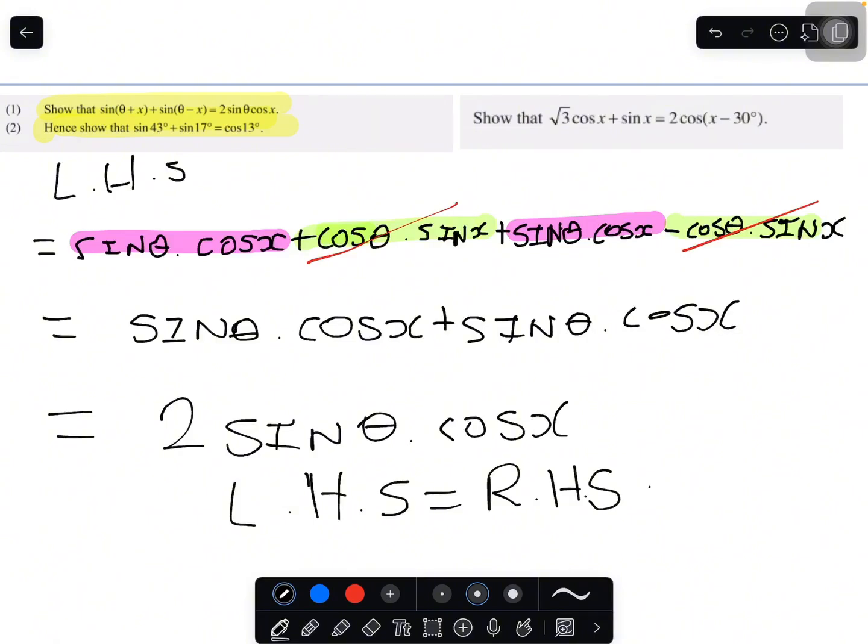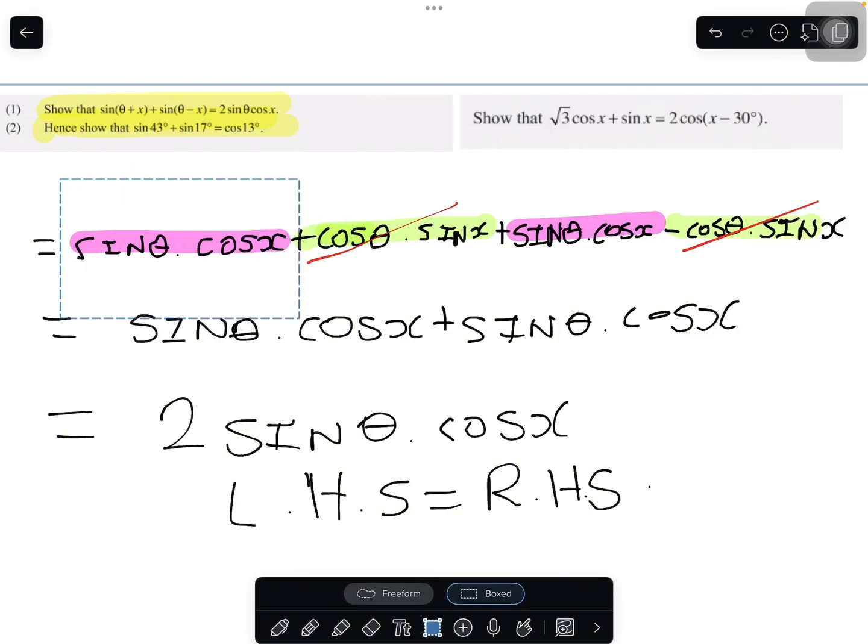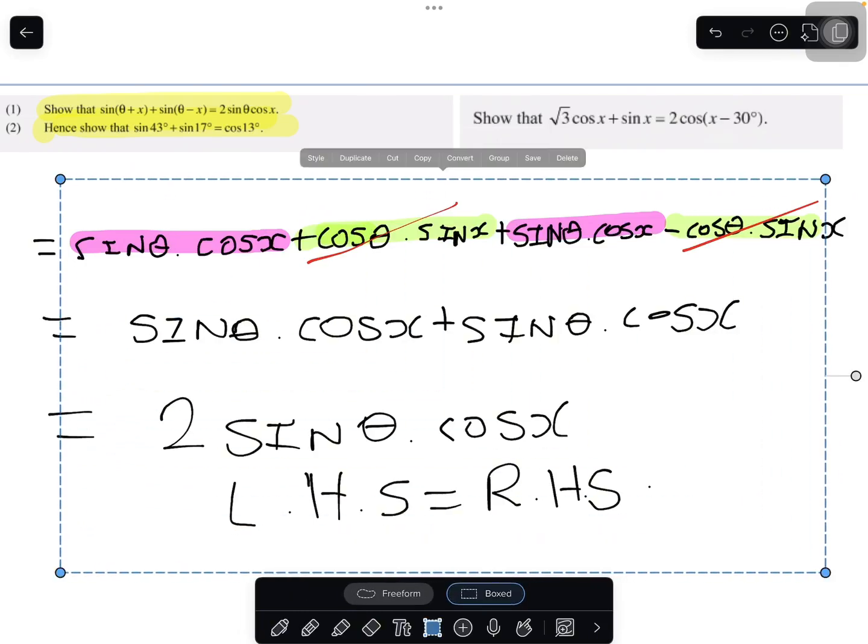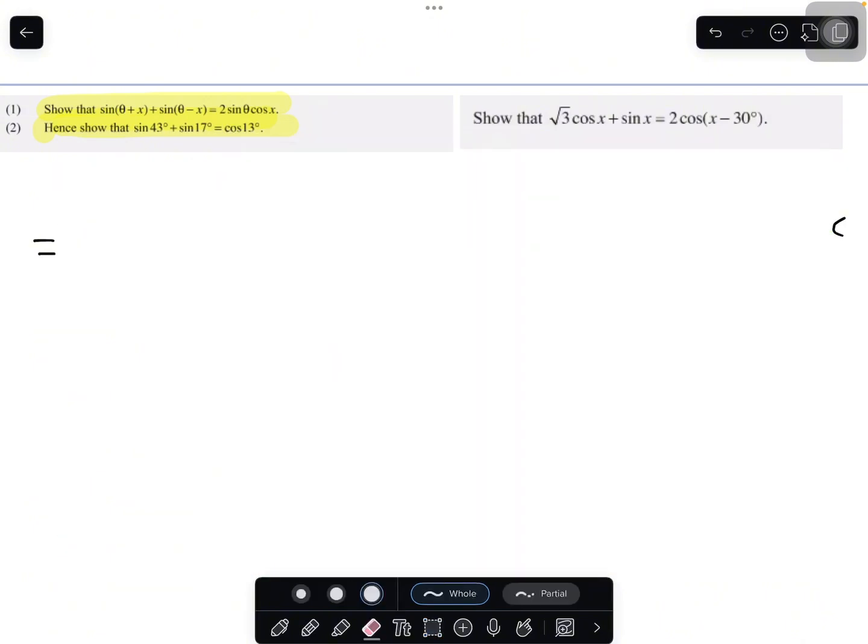So that's the proof for that. Now we need to then use this thinking to show that sine 43 plus sine 17 equals cos 13. And this can be intimidating. Another time you guys do get intimidated with questions like this, leaving it blank in tests, but you don't need to with the preparation we're doing here.